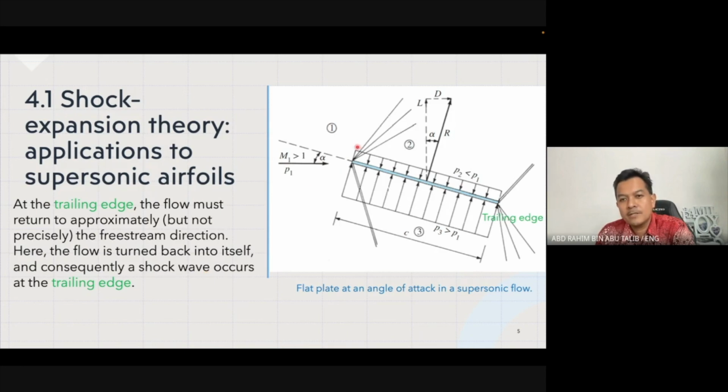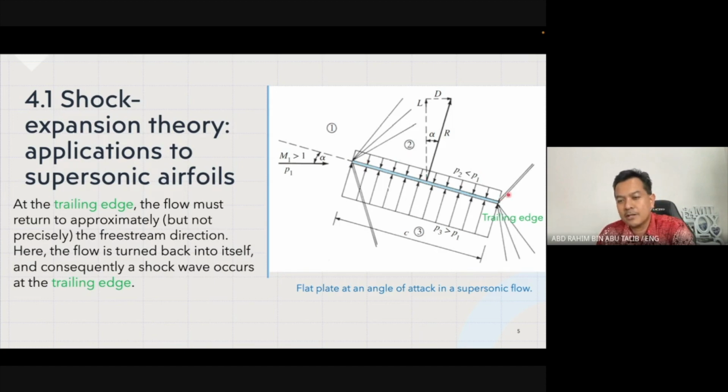So basically once the flow passes through the leading edge, it creates an expansion wave, but eventually it will then go into the direction of the free stream direction, the same pathway here. But once it reaches the trailing edge, okay, another shock wave occurs at that particular moment. All right, so that's what is happening there.